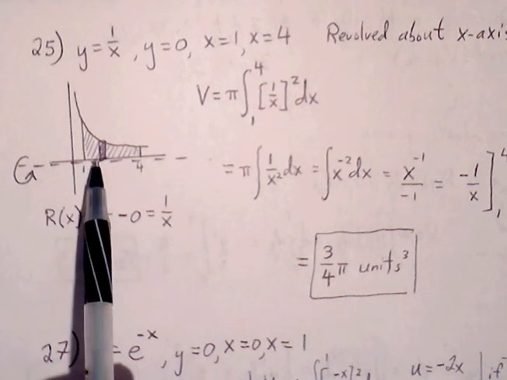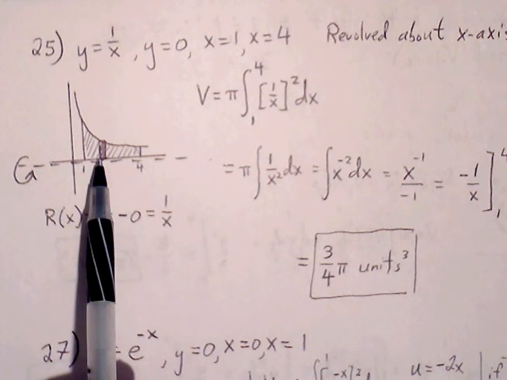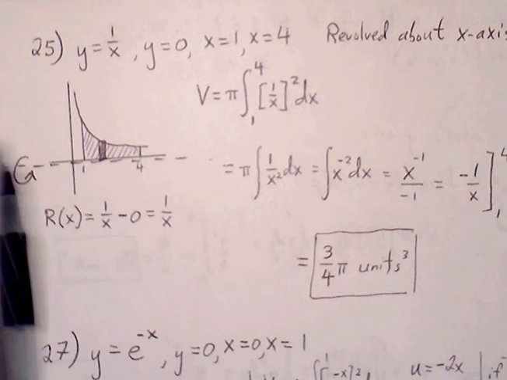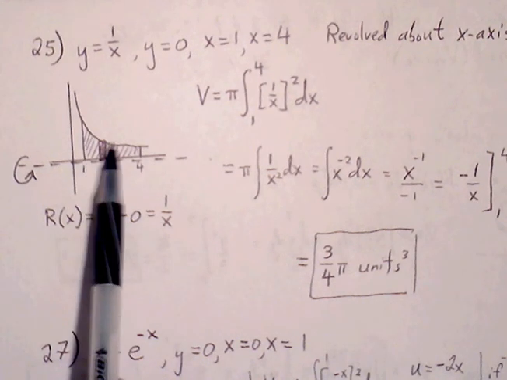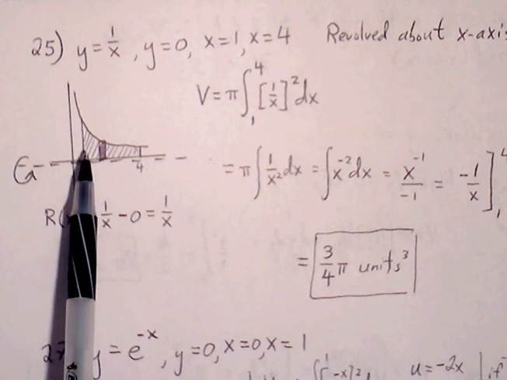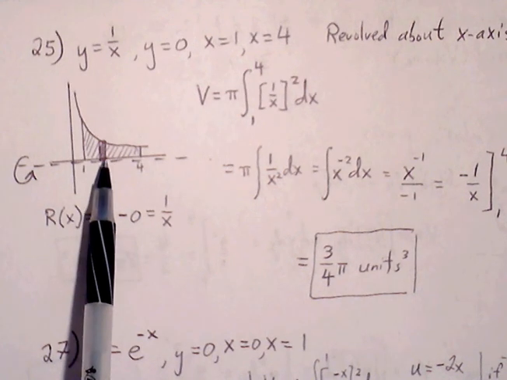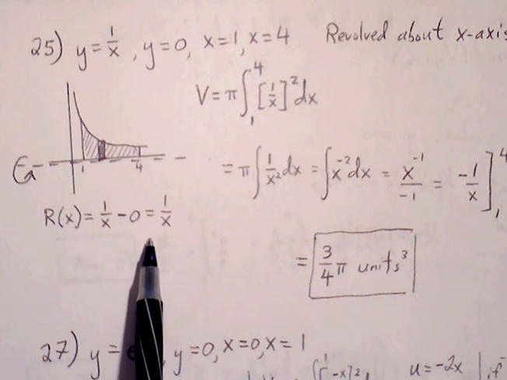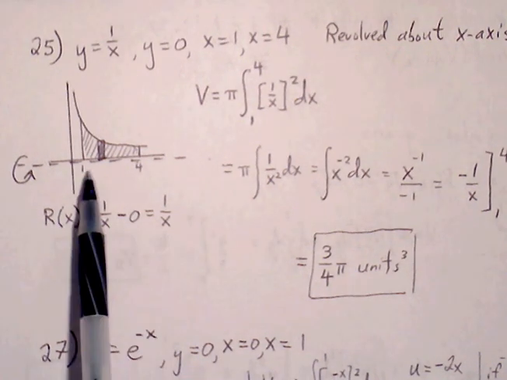So we start on the x-axis, the axis of revolution, draw to the graph, and then we determine these are vertical radii, so we do top minus bottom. Top of this radius is hitting the 1 over x graph. Bottom of this radius is hitting the 0 graph, so 1 over x minus 0, which is 1 over x. And our bounds are from 1 to 4.